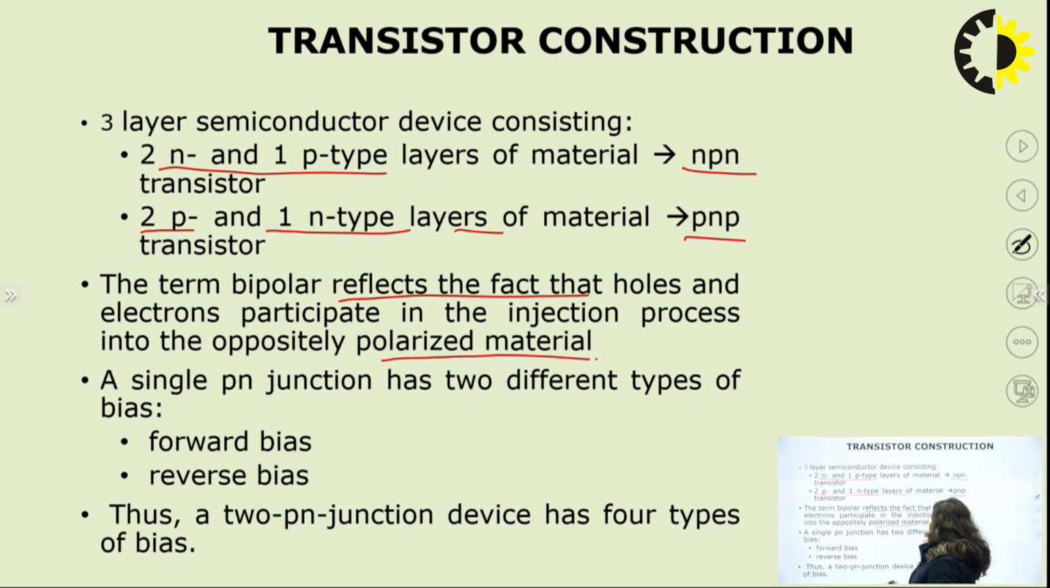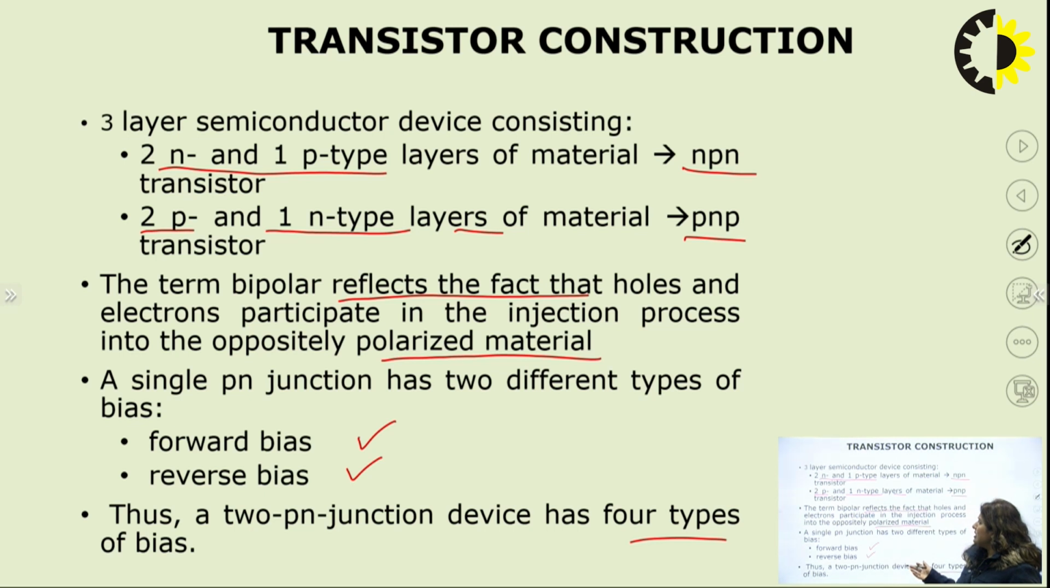A single PN junction has 2 different types of biasing: forward biasing or reverse biasing. Thus a device with 2 PN junctions has 4 types of bias. For PNP we have forward bias and reverse bias, and similarly for NPN we have forward bias and reverse bias. We will see from the construction point of view how PNP and NPN work in forward biased and reverse biased conditions.